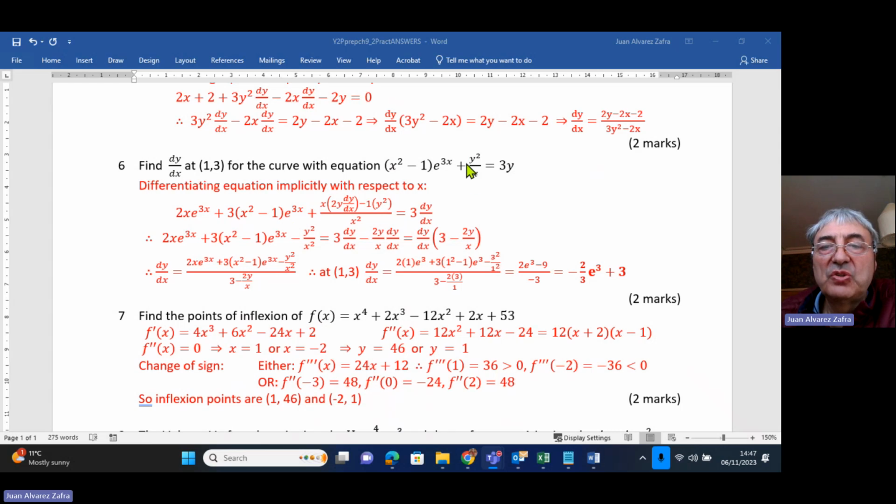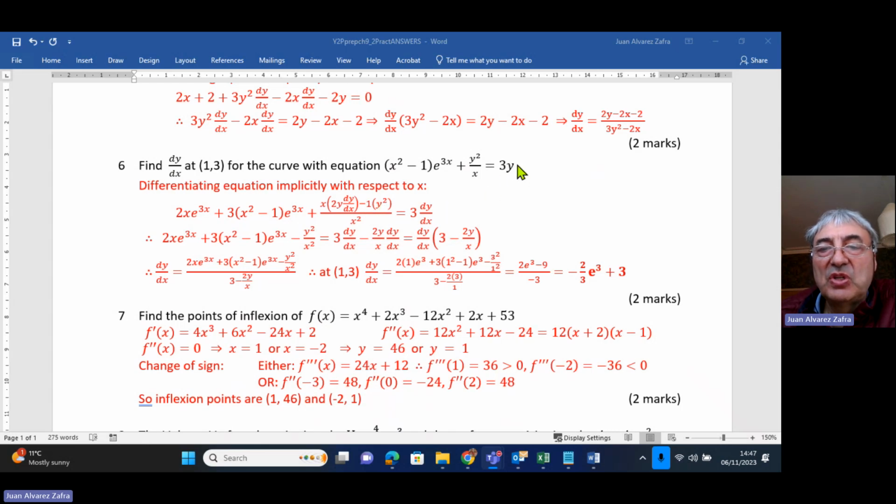And then for the second expression, y squared over x, we use the quotient rule, squaring the x, leaving the x and differentiating the y squared with respect to x, which means we differentiate with respect to y, multiplied by dy dx, and then we subtract differentiating the x and leaving the y squared alone.